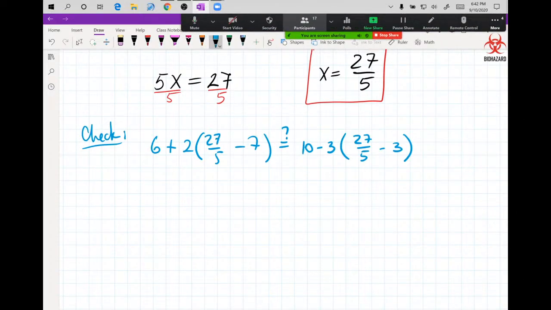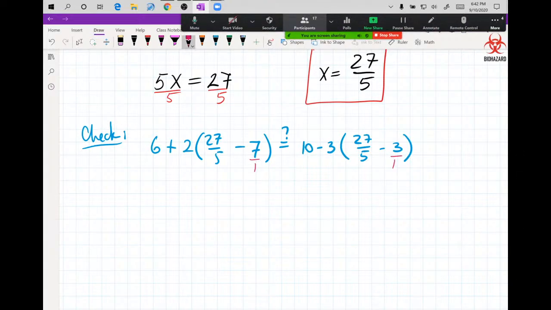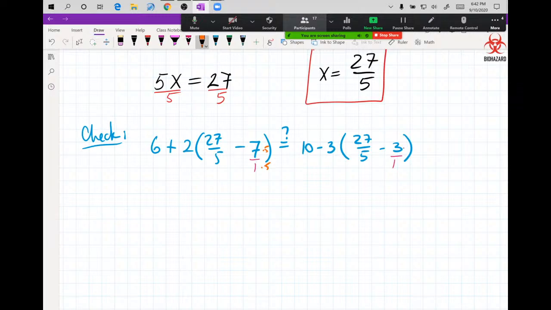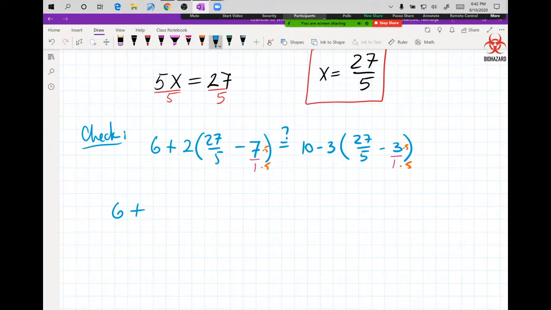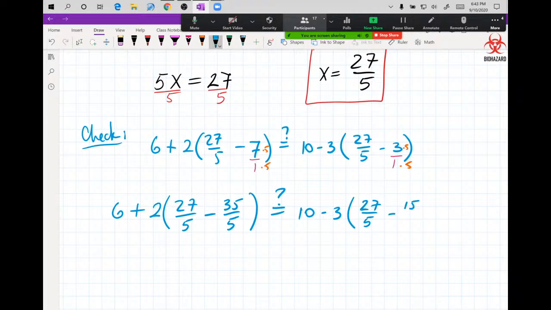Let's check. This is going to be epic over here. So I need my fractions here, so I can do the common denominator flex. Times 5 times 5, right? So let's see. 6 plus 2 times 27 over 5 minus 35 over 5 should be equal to 10 minus 3 times 27 over 5 minus 15 over 5.